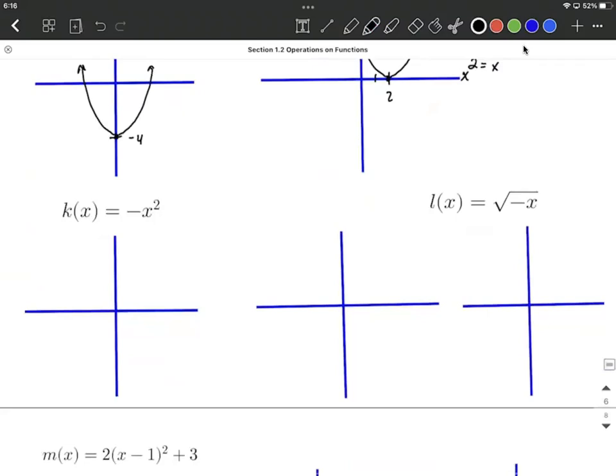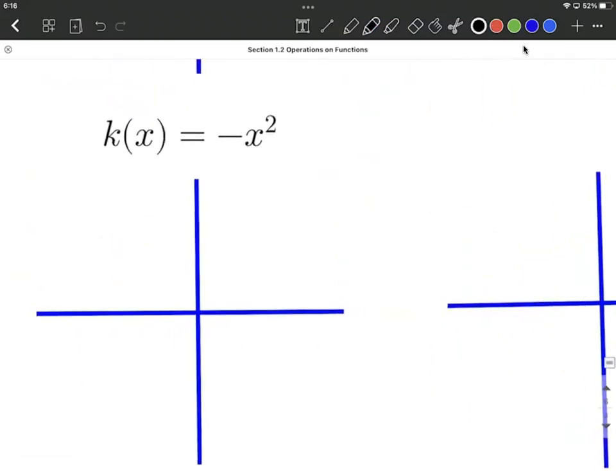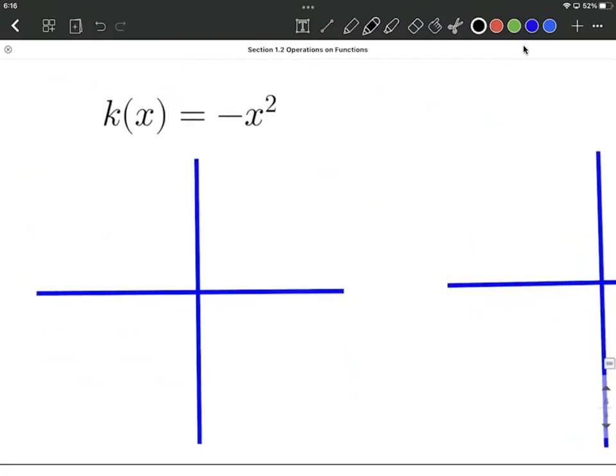Okay, next let's take a look at a few of these negatives. So k of x in this situation is our x squared graph, but we have a negative. And this negative is attached to the entire function, because this is not the same thing as negative x squared. That would be the case where the negative was attached directly to x. In ours, it's attached to the entire function, so this is going to be a vertical reflection.